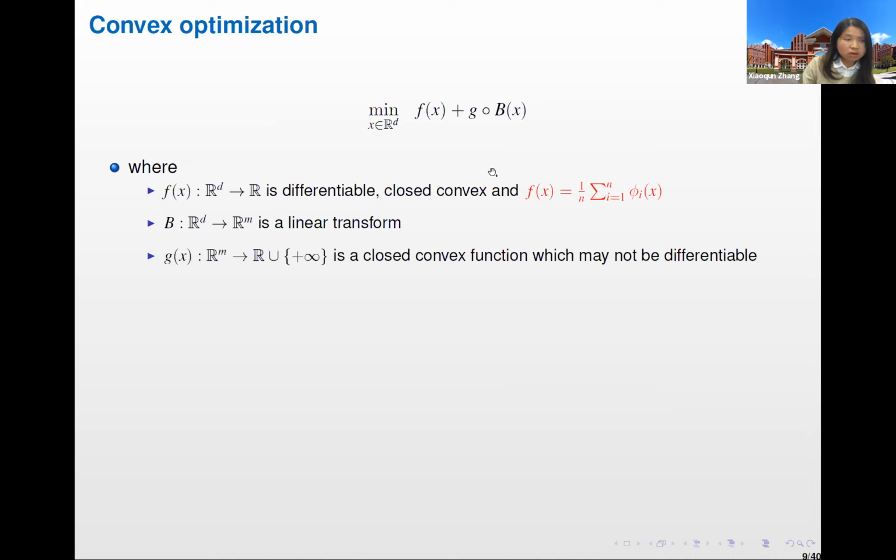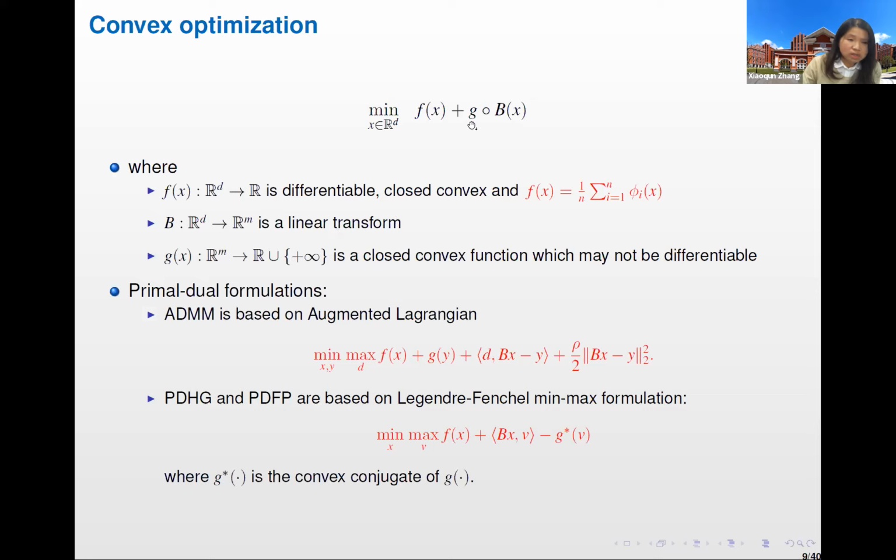In this setting, we concentrate on the convex case. So we have both F and G convex, but they may not be differentiable. We have different types of primal formulations. For example, ADMM is based on this augmented Lagrangian form, this min-max problem. Both the PDHG and PDAP algorithms are based on this Legendre-Fenchel duality. These two formulations are different: in the case of ADMM, we have two primal variables and one dual variable, and for this saddle-point duality, we have one primal and one dual.